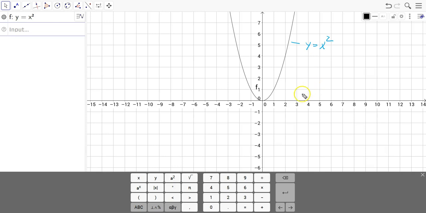Notice in particular, if I take a point like letting x equal 2, we get back 4 for y, right? If I put 2 in here, 2 squared is 4. And if I put negative 2 in for x, we also get back positive 4 for y as well. So there are 2 points on the graph. And this is called a parabola. So you can explore other graphs as well.